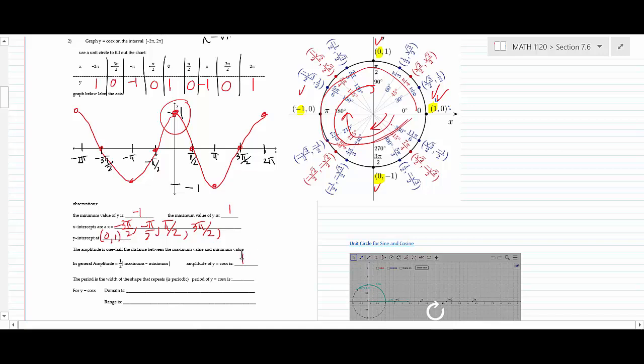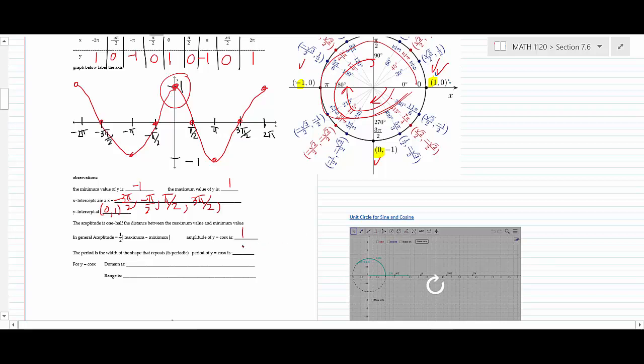The amplitude is still 1. It's the same as it is on a sine. The period is still 2 pi. The period would be like the distance from there to there. Okay, that's 5 key points going from 0 to 2 pi. So it has the same period. The domain is the same as the sine. It's all real numbers. And the range would be negative 1 to 1 like that.